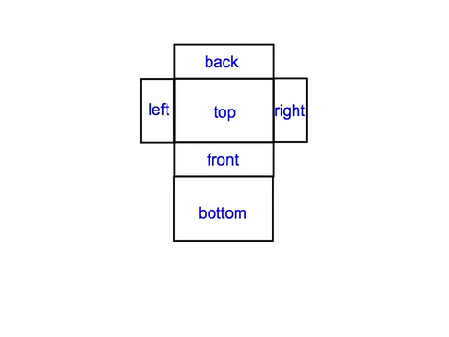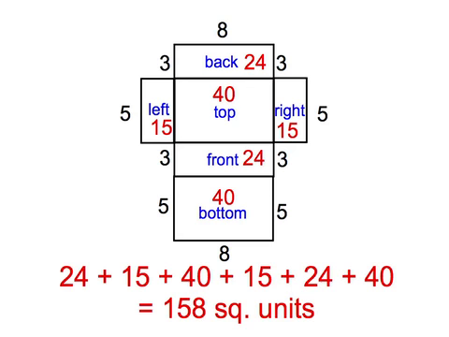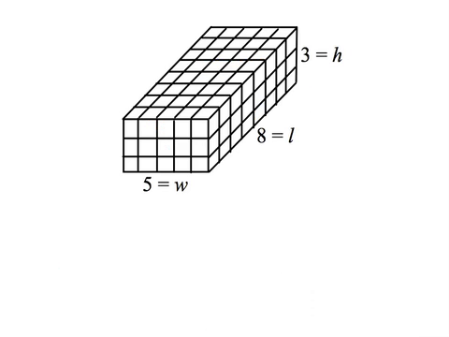Another way is to make a net. And for this box, we would mark the 8s there, the 5s there, and the 3s there. And then we can see that the top and the bottom are 5 by 8, or 40 each. The front and the back are 3 by 8, 24 each. And the left and the right are 5 by 3, or 15 each. We have 3 different numbers. Each one is in there twice. We add them all up, and we still get 158 square units, which is good because that's the answer we got the first time.